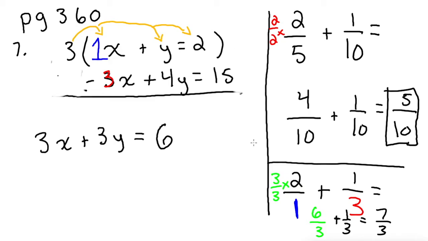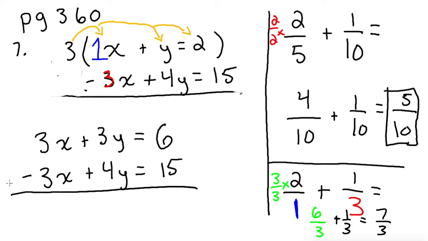So now all I'm going to do is take this equation and just bring it down. It's going to stay the same. I'm not going to multiply anything by it, just like I didn't multiply anything over here with this 3. So I'm going to have a negative 3x plus a 4y, and that'll equal 15.